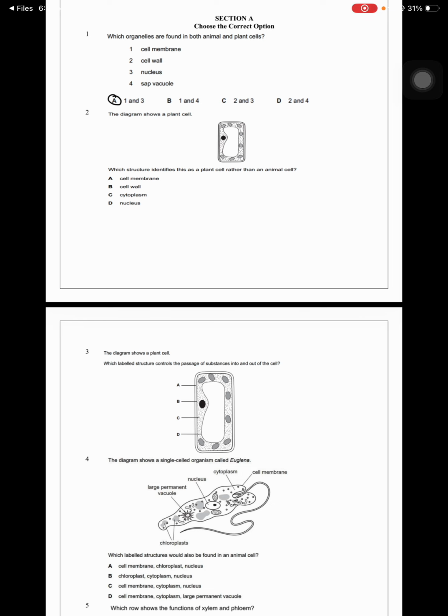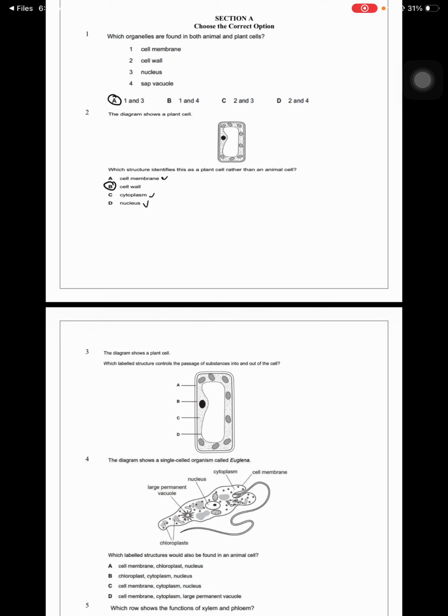The diagram shows a plant cell. Which structure identifies this as a plant cell rather than an animal cell? So firstly, all of these are available in animal cells also. They also have cell membrane, cytoplasm and nucleus. But one of the few things which make them differ is the cell wall. So the answer is cell wall.